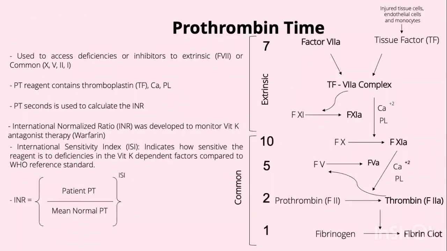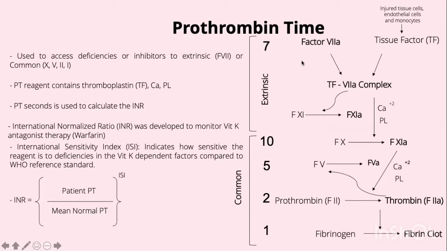The prothrombin time is used to assess deficiencies or inhibitors of the extrinsic pathway, which is factor 7, or the common pathway, which is factors 10, 5, 2, and 1. Here you can find all the factors written in a way that we can memorize. So this is factor 7, which is the extrinsic pathway, and then we have factors 10, 5, 2, and 1, which are the common pathway.